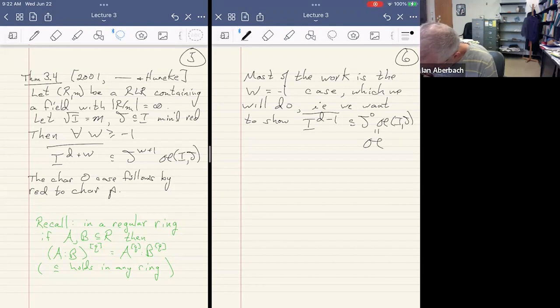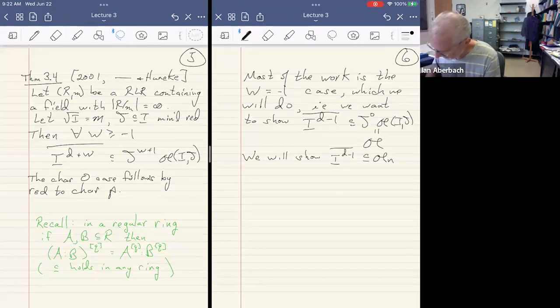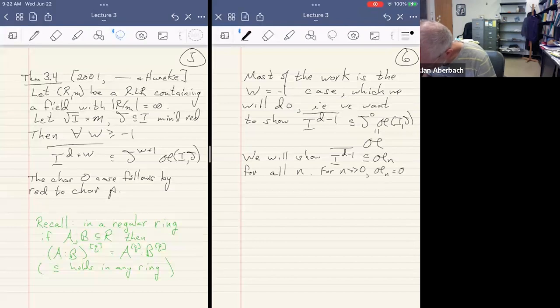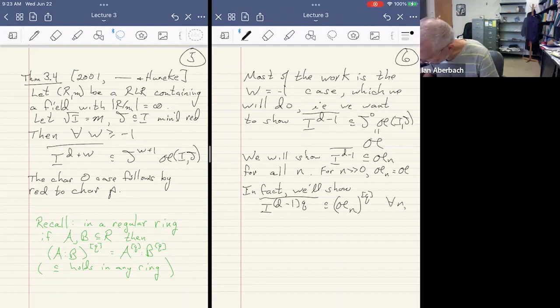So what we show, so we will show that I to the D minus one bar is contained in A n for all n. And then, right, for n sufficiently large, A n equals A. All right. Actually, in fact, we'll show something slightly different. We'll show that I to the D minus one Q bar is contained in A n to the bracket Q for all n and for all Q.